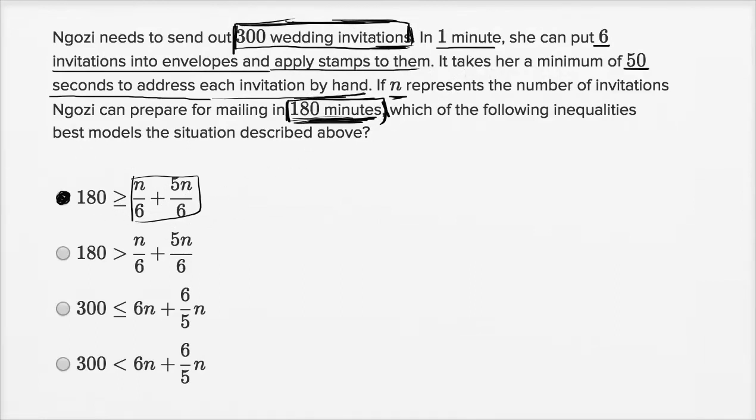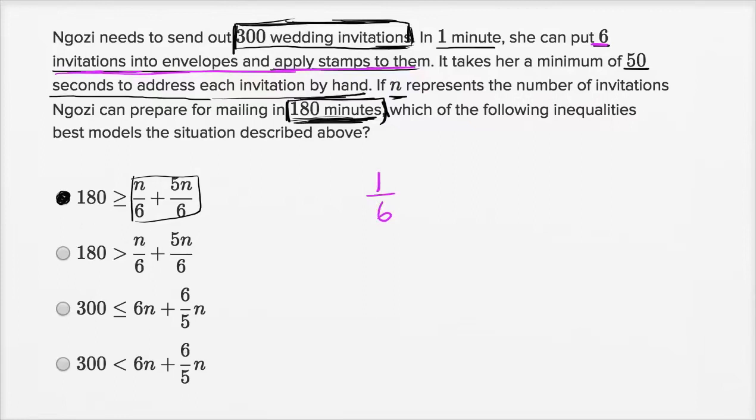In 1 minute, she can put 6 invitations into envelopes. So for any one invitation, how much time would she spend sticking it into an envelope and applying stamps? Well, she's going to spend 1/6 of a minute. I'm going to do everything in minutes because these look like they're in minutes right over here. 1/6 of a minute putting any one invitation into an envelope and putting stamps on it.